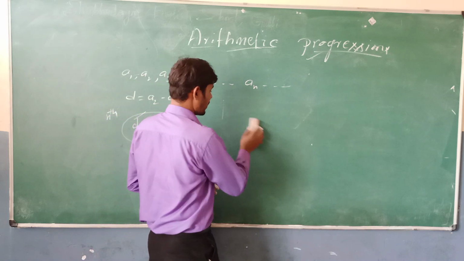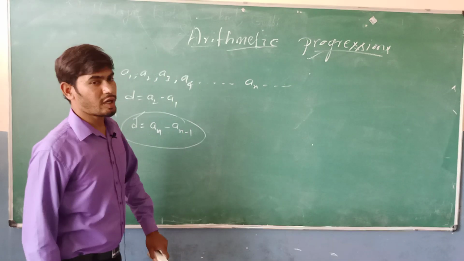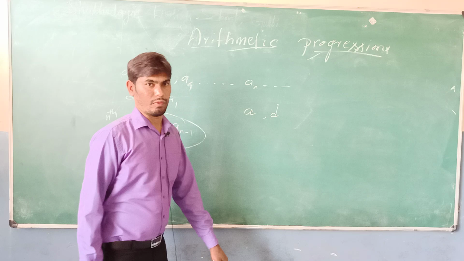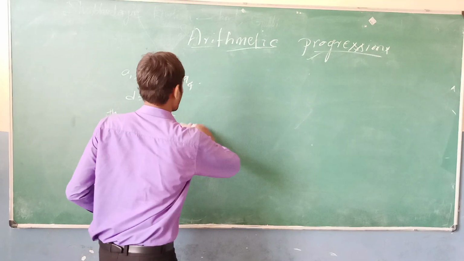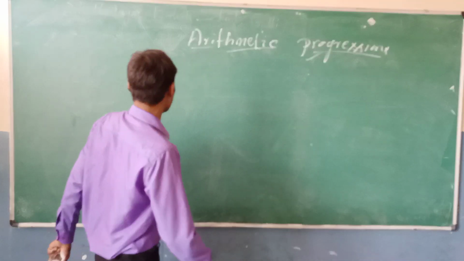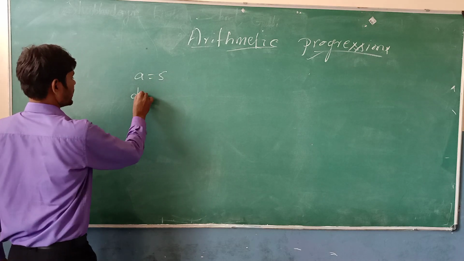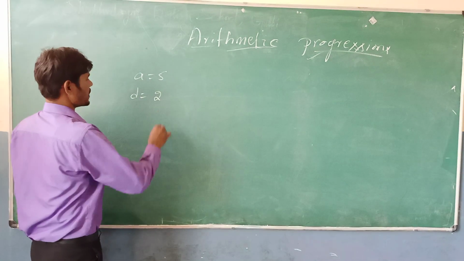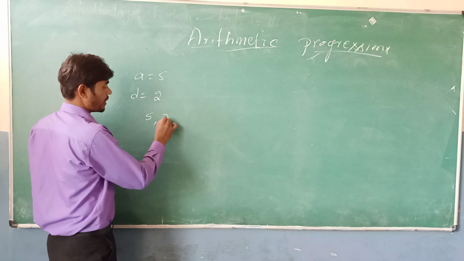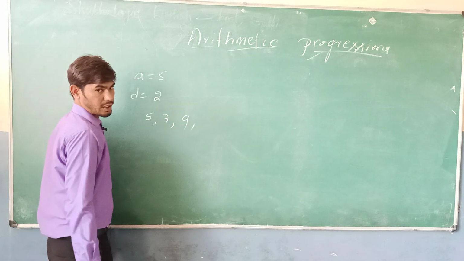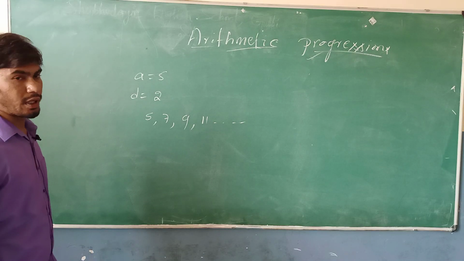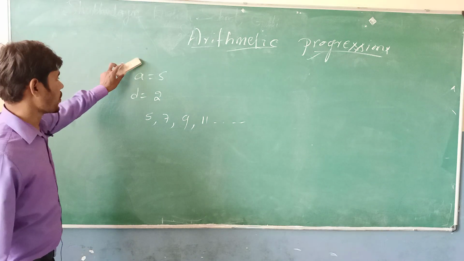That's why the required facts of an arithmetic progression are that the first term must always be given and d must also be given. Then we can find an arithmetic progression. For example, a is equal to 5 and d is equal to 2. Then we write 5, next term is 5 plus 2, 7, next term is 7 plus 2, 9, next term is 9 plus 2, 11, and so on. This is an example of an arithmetic progression.